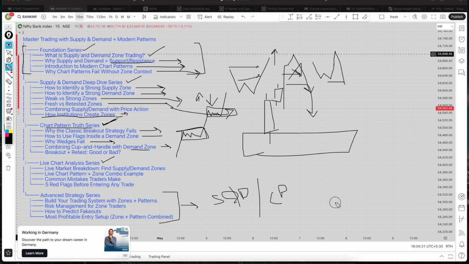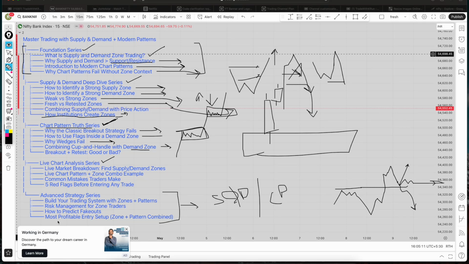Let's say this is the zone, and this is my support level or resistance level, I can say. So the market is approaching this level. It gave a breakout, and now you are waiting for a retest. It gave a retest at this particular zone. So either it can go up now, or it can stay like this, or it can come down. All these scenarios, we'll see what will happen in what situations. So by this we'll be covering our third series, that is the chart pattern truth series.